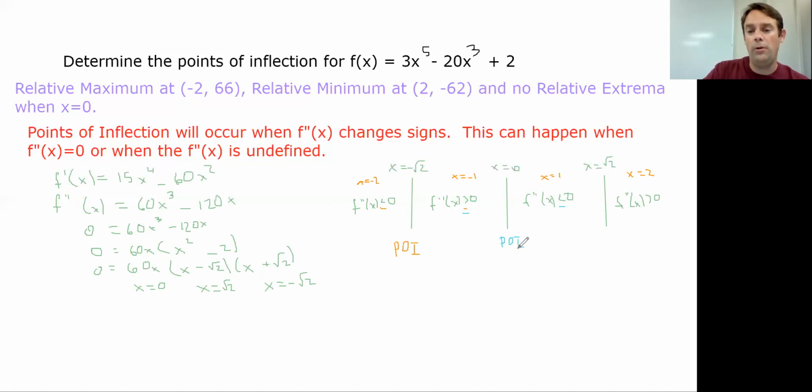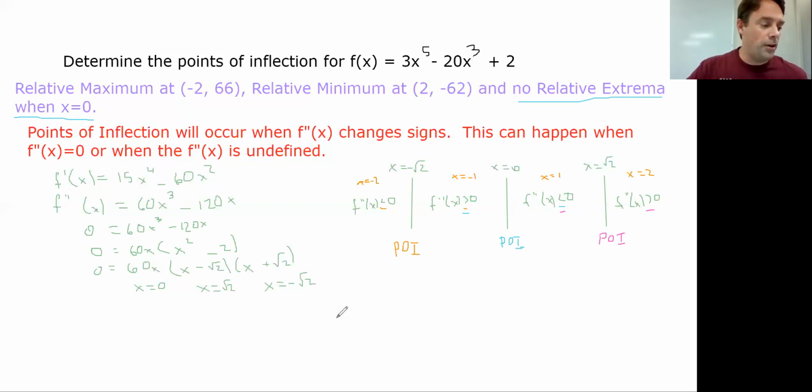And by the way, remember, we didn't have a relative extrema when x equals 0. It didn't change directions for the first derivative. Well, the reason for that is it wasn't a relative extrema. It turned out it was a point of inflection. And then our last one went from less than to greater than, changed signs again, so I have another point of inflection.